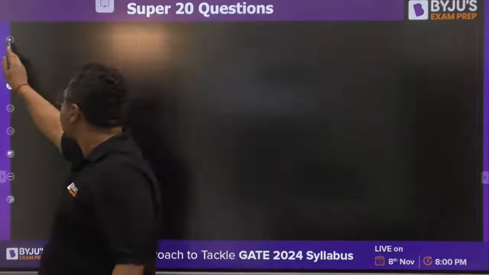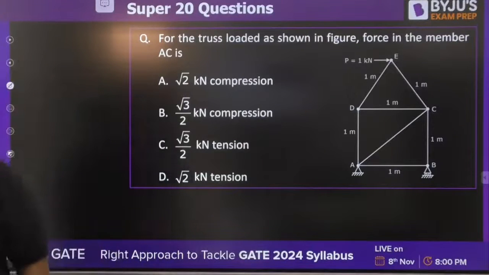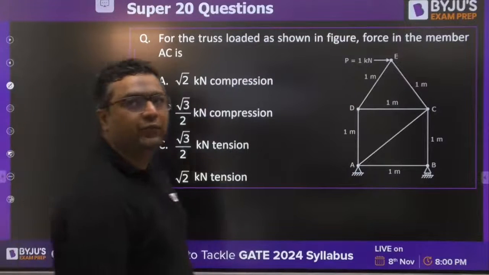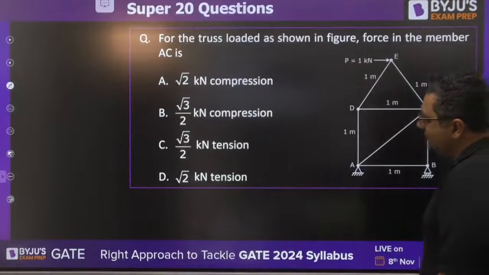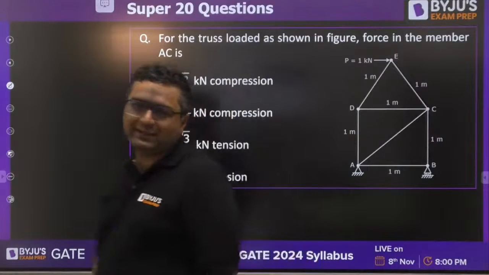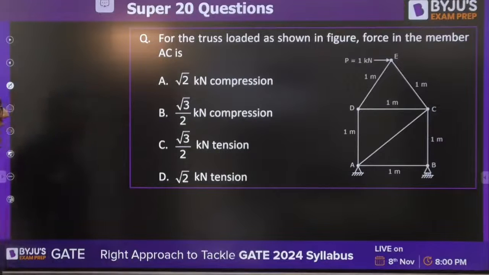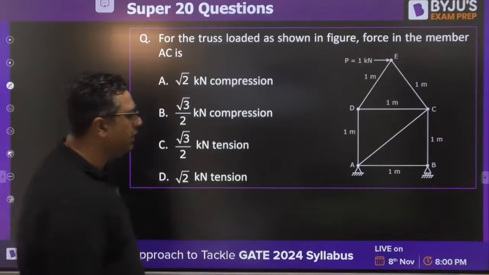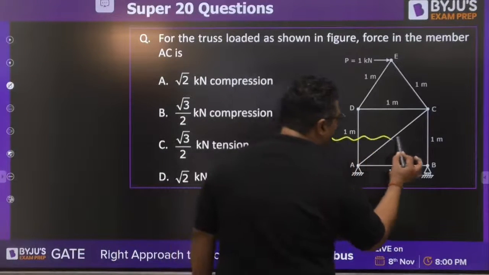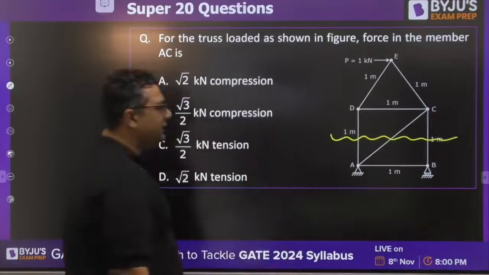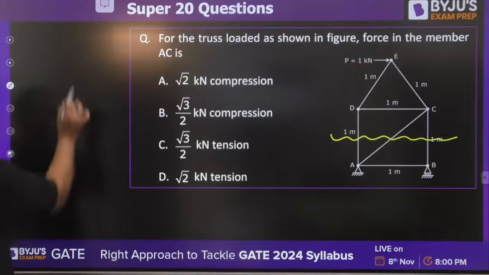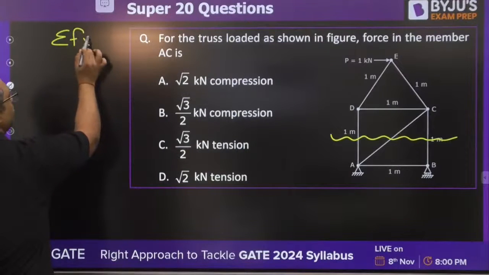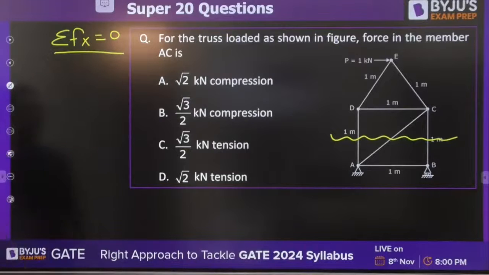Moving to the next question, guys. Wonderful, wonderful. Very good, Kalyan, Jabir, Vineet. Wonderful. This is once again from the trusses. You need to find out the force in AC member. So you can take the section from here, and after taking the section, just go for summation Fx = 0 and get the answer. Yes, it is a very easy question.